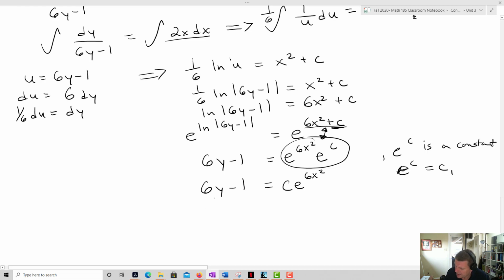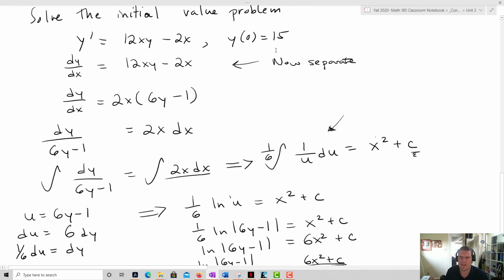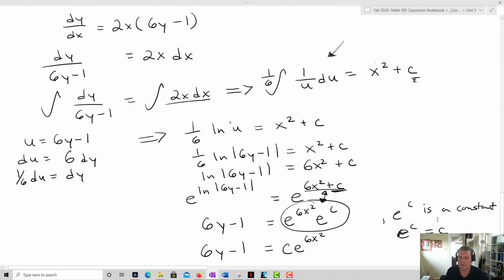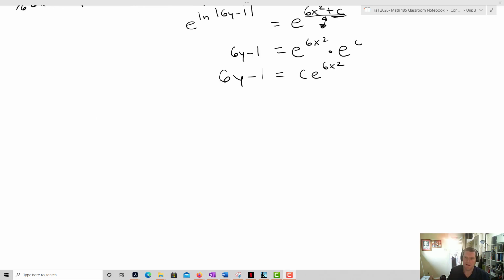Now, one of the things I want to look at here that might make my life a little bit easier is if I notice that y of 0 is equal to 15. If I plug in a 0 right now, it might be a little bit easier for me to work with. So let's go in now and solve for c. I know that y of 0 equals 15. That's my initial condition. All right?